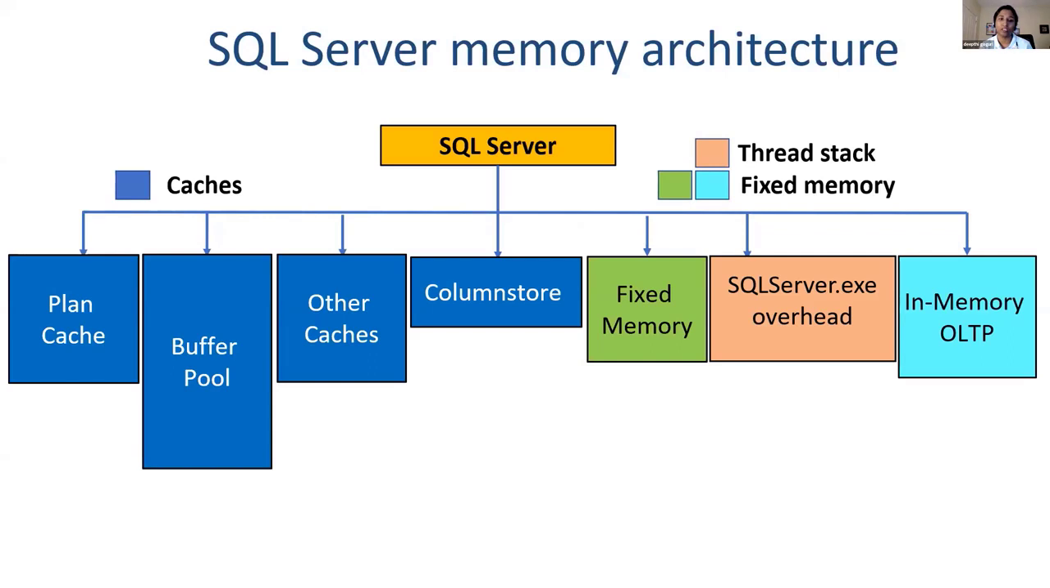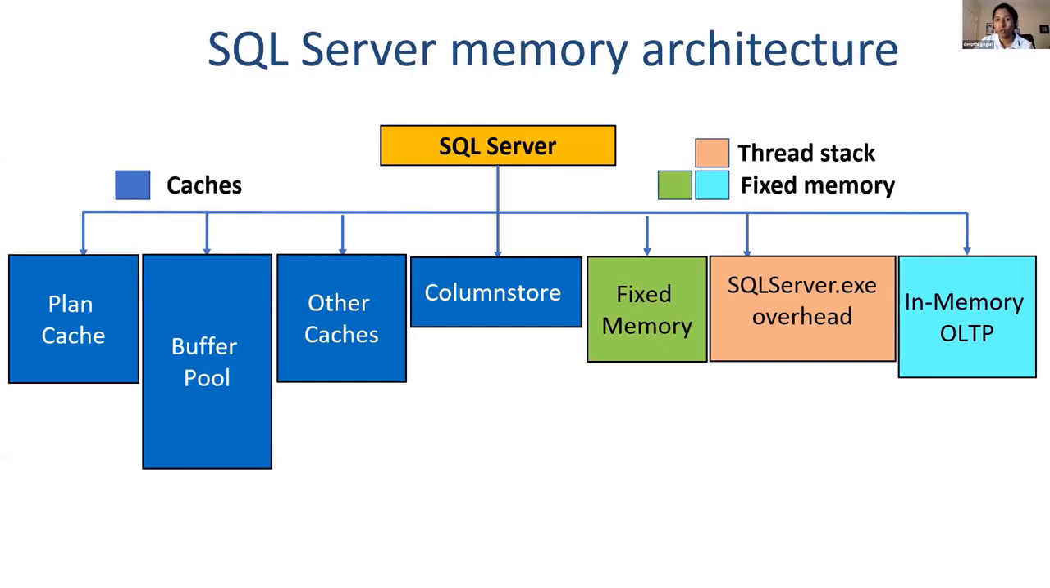And in the other caches and pools, like the log cache, it is stored on the disk as the transaction log. And the column store indexes are also compressed and stored in the disk subsystem. So all these caches which are in blue are very easily cleared out when there is memory pressure.